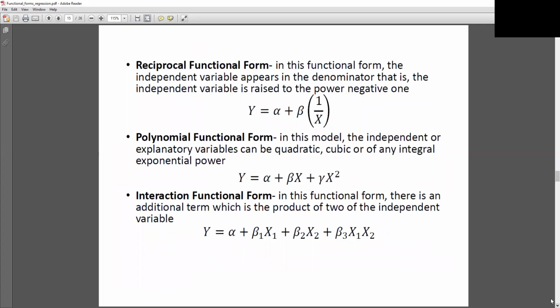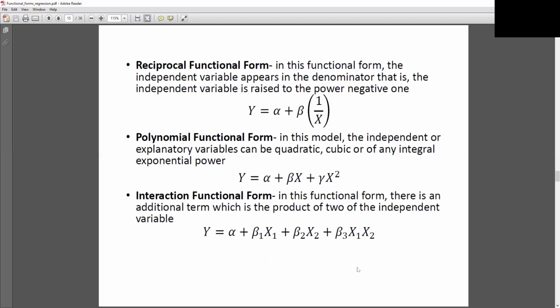Then coming to the reciprocal function, here you can see the independent variable is raised to the power -1. There is 1 by X, right? So the Y variable is linear, but the independent variable is not linear. In the denominator, we have X to the power -1. Then we have the polynomial functional form. It can be cubic, quadratic, or any power of the X variable. So this is polynomial. Then we have the interaction functional form.